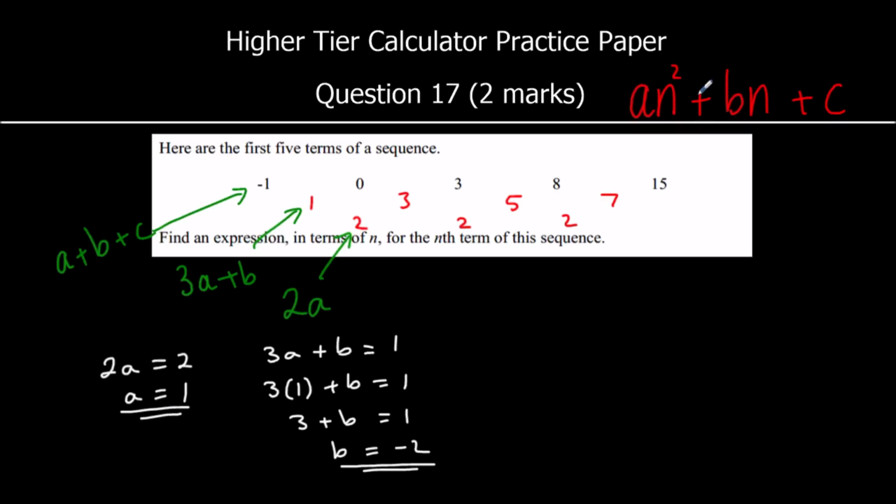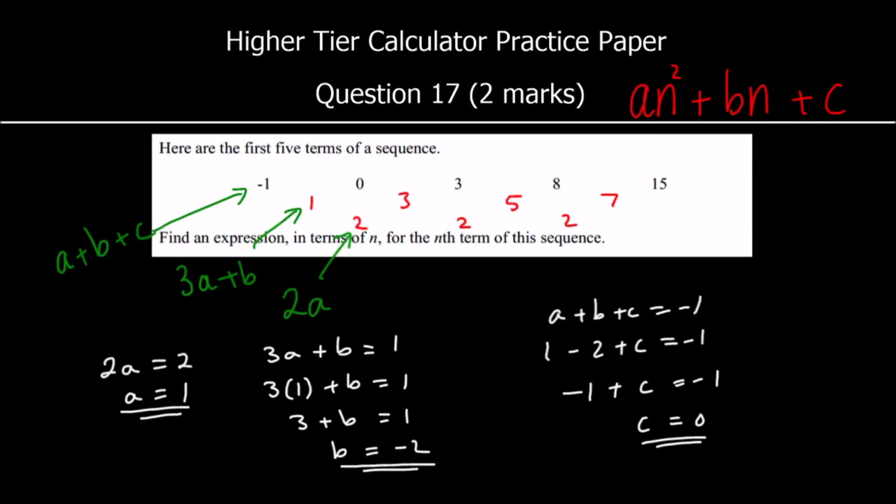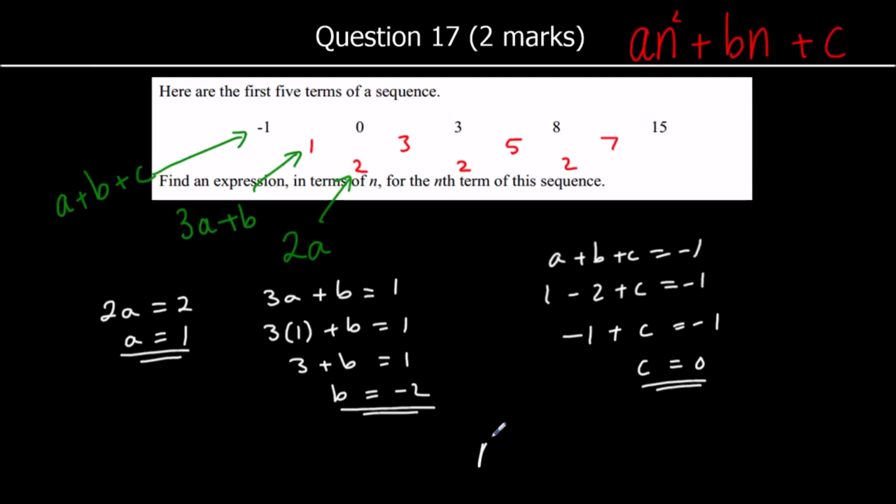So 1n squared minus 2n. Then a plus b plus c is negative 1. So 1 minus 2 plus c is negative 1. That's minus 1 plus c is minus 1. So c is 0. So I've got 1n squared minus 2n plus 0. n squared minus 2n.